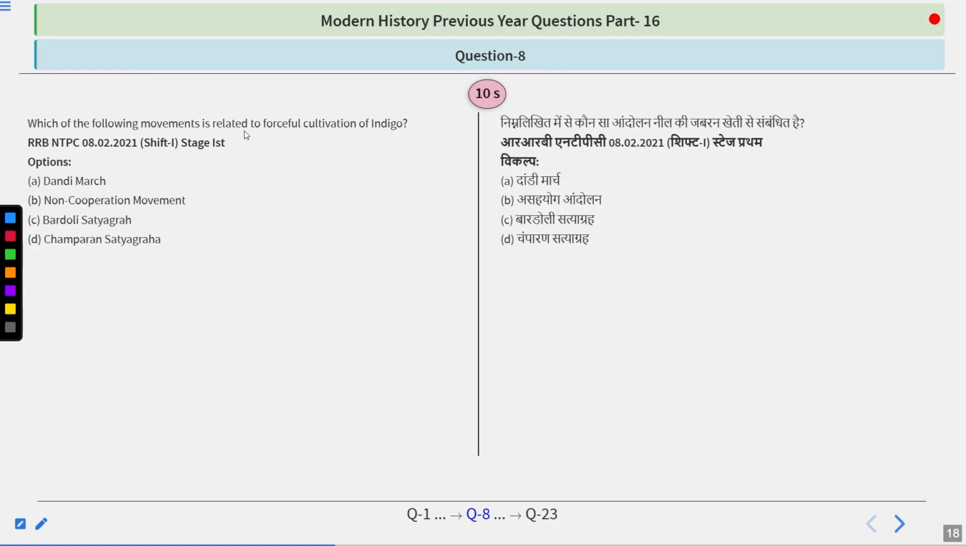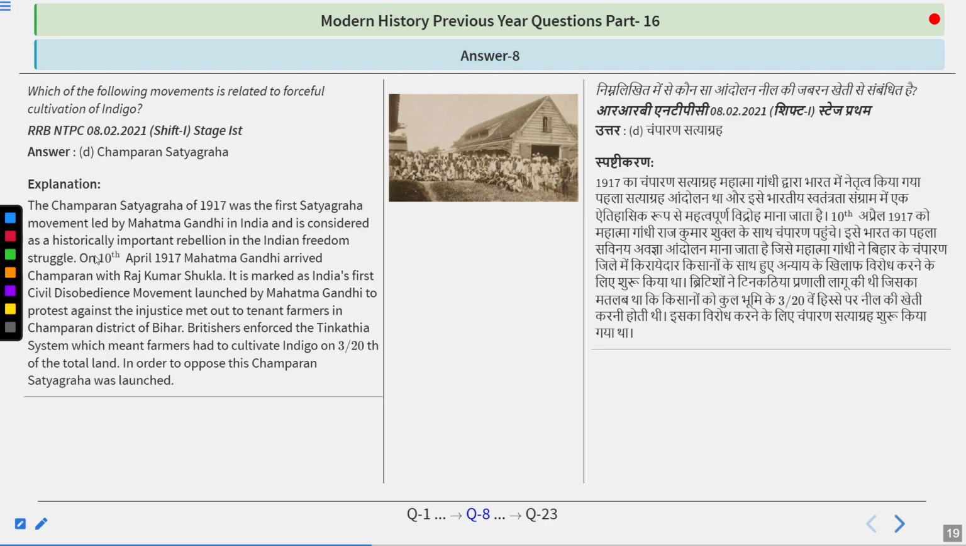Which of the following movements is related to forceful cultivation of indigo? Dandi March, non-cooperation movement, Bardoli Satyagraha, Champaran Satyagraha. Think about it. And the answer is quite simple, because the answer is Champaran Satyagraha.